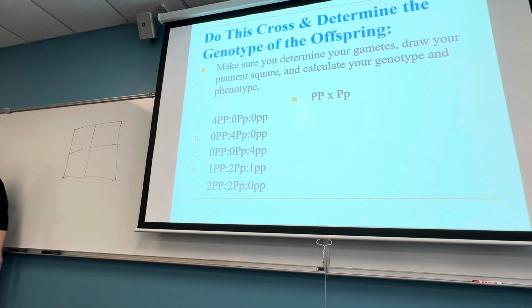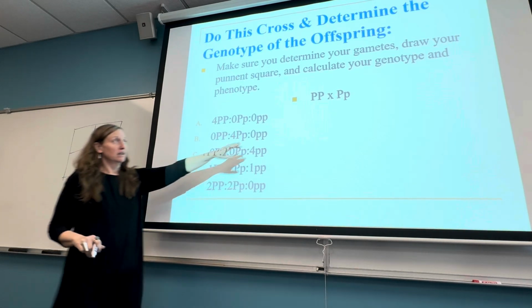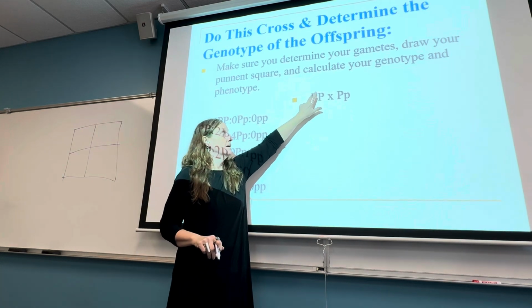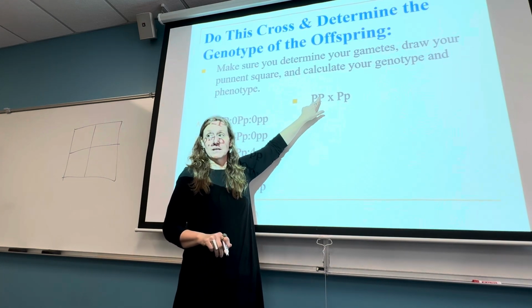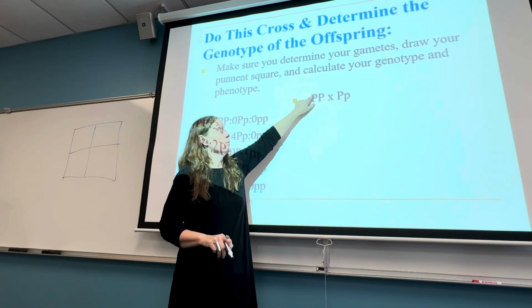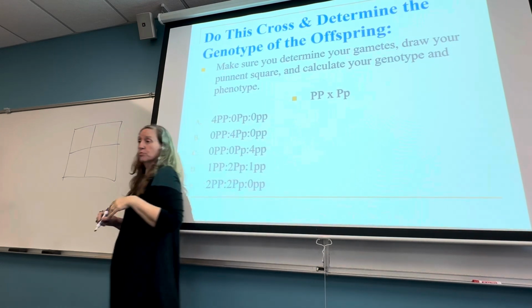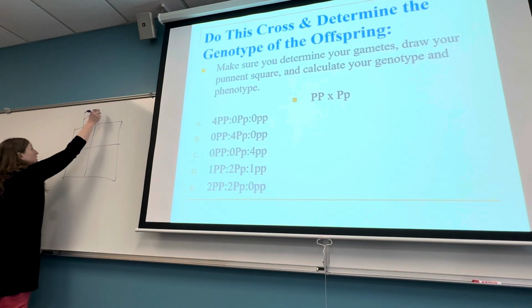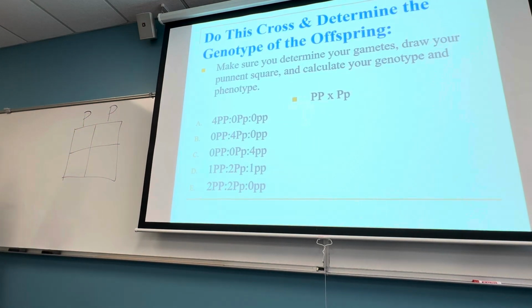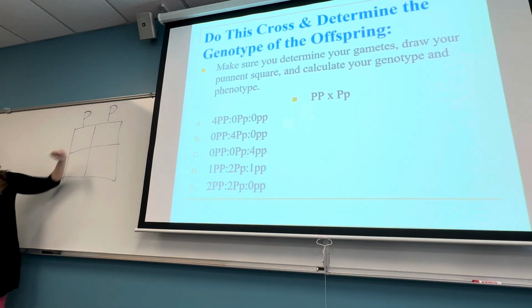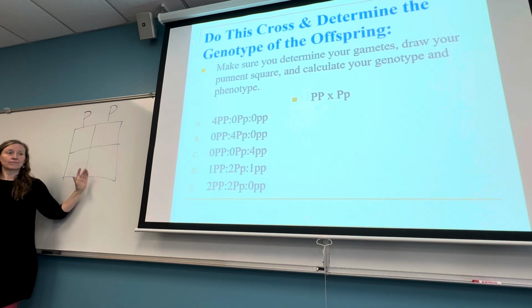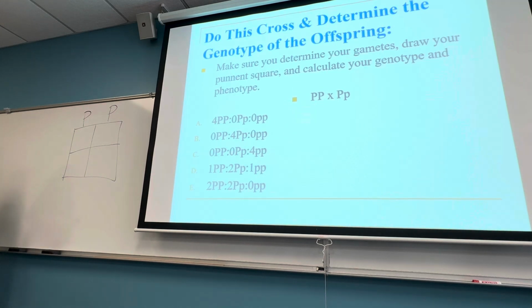Remember that if you have an individual who's capital P, each one of these represents a gamete, each P represents a gamete, and each one gets either a column or a row. So our homozygous dominant parent, capital P, each P gets a column. The other parent who is heterozygous, each of their P's gets a row. So big P, little p.